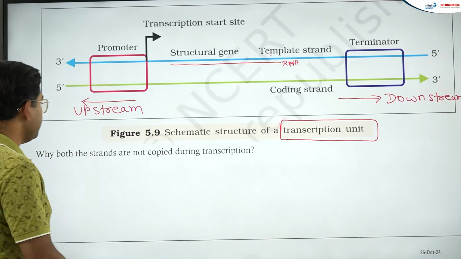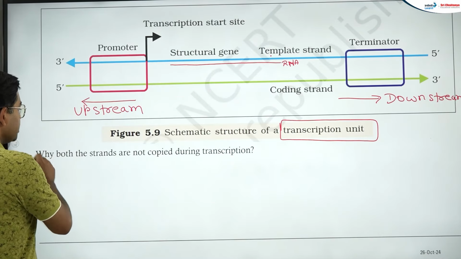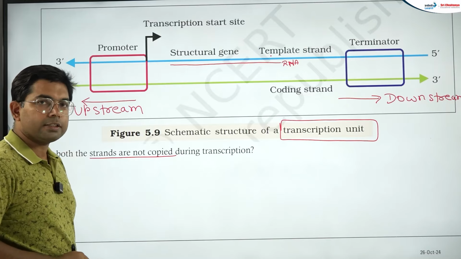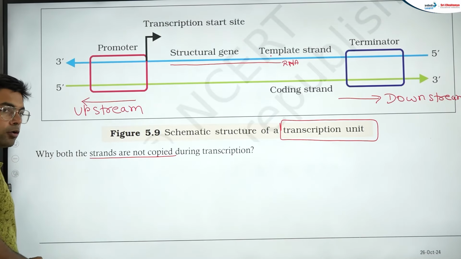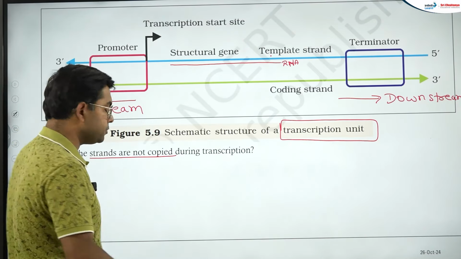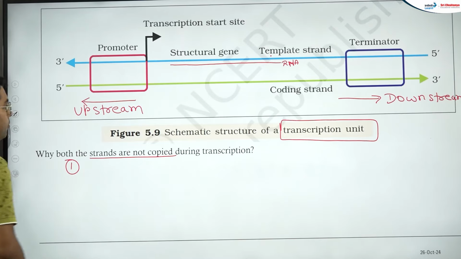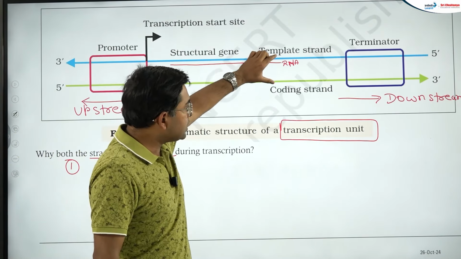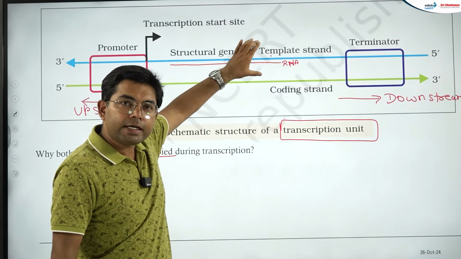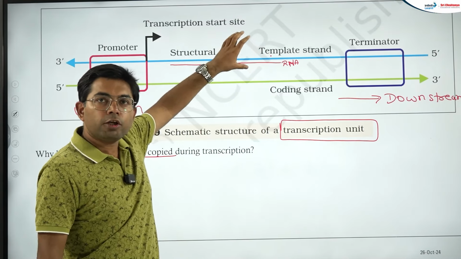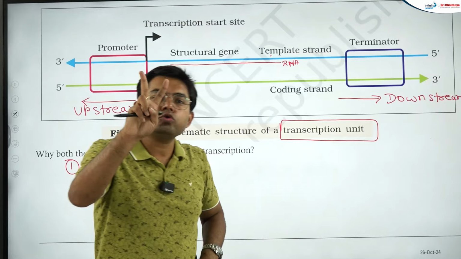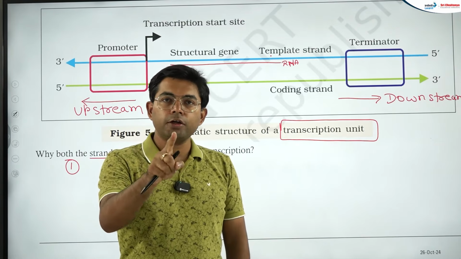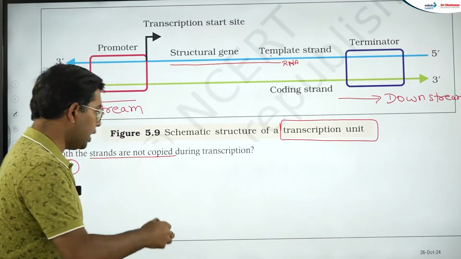There are 2 reasons behind it. If I ask this question, why are both strands not copied, why is only one strand copied? See, if both strands are copied, then there will be 2 problems. The first problem is that for a single transcriptional unit, you will have 2 sequences of RNA.